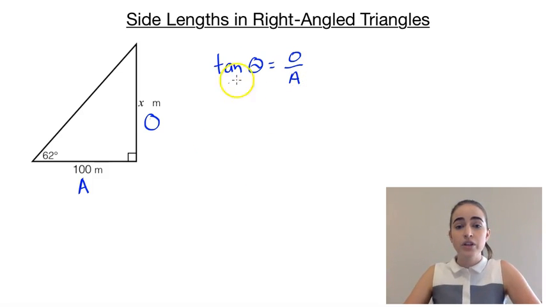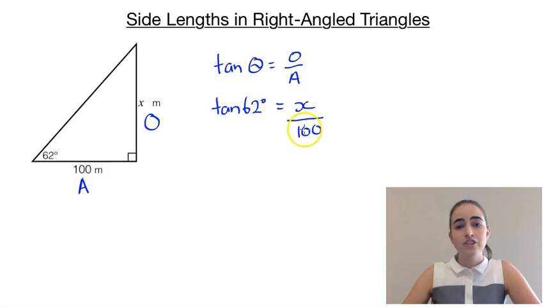And then we're going to fill in what we know. So our theta is 62 degrees. So we're going to have tan of 62 degrees equal to the opposite, which is x, over the adjacent, which is 100. Now, if we're trying to figure out the value of x, we're trying to get it on its own on one side of the equals sign. So we're trying to get rid of this divided by 100. We're going to multiply both sides by 100. So we'll end up with x equals 100 times tan 62 degrees.